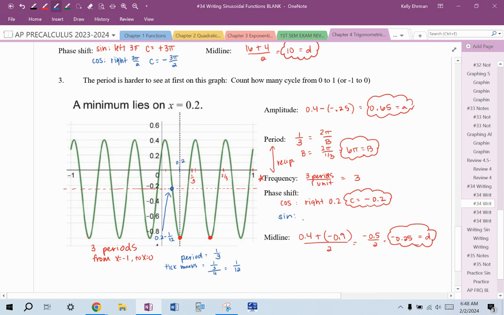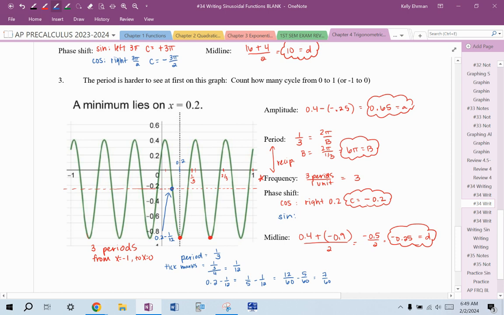So we want to go figure out what that is. What is 0.2 minus 1/12? Well, 2/10 is 1/5 minus 1/12. That's 12 over 60 minus 5 over 60. That's 7 over 60.